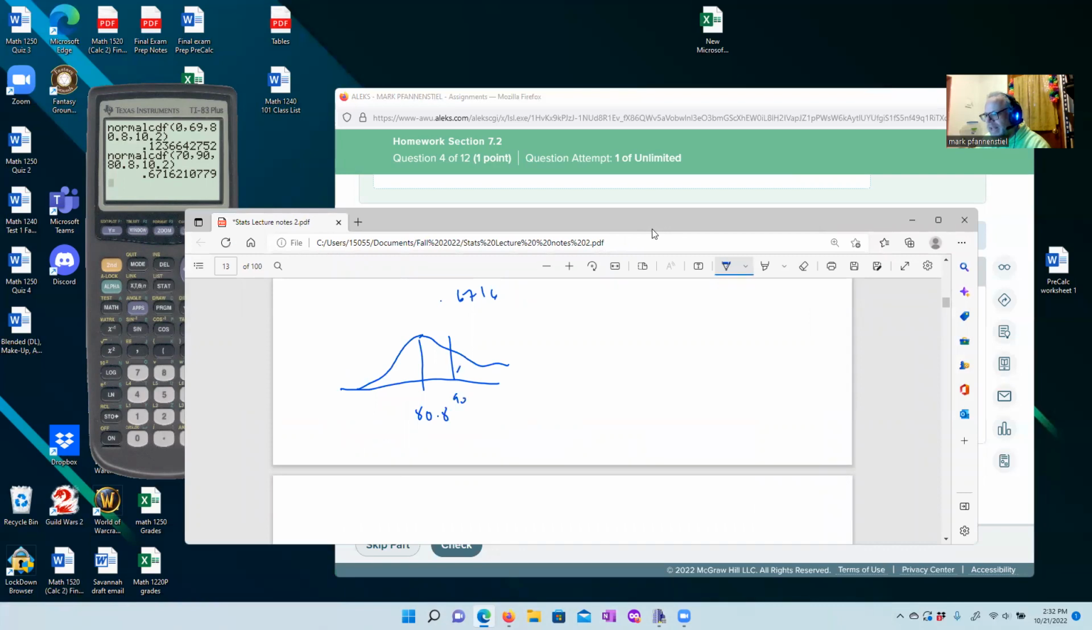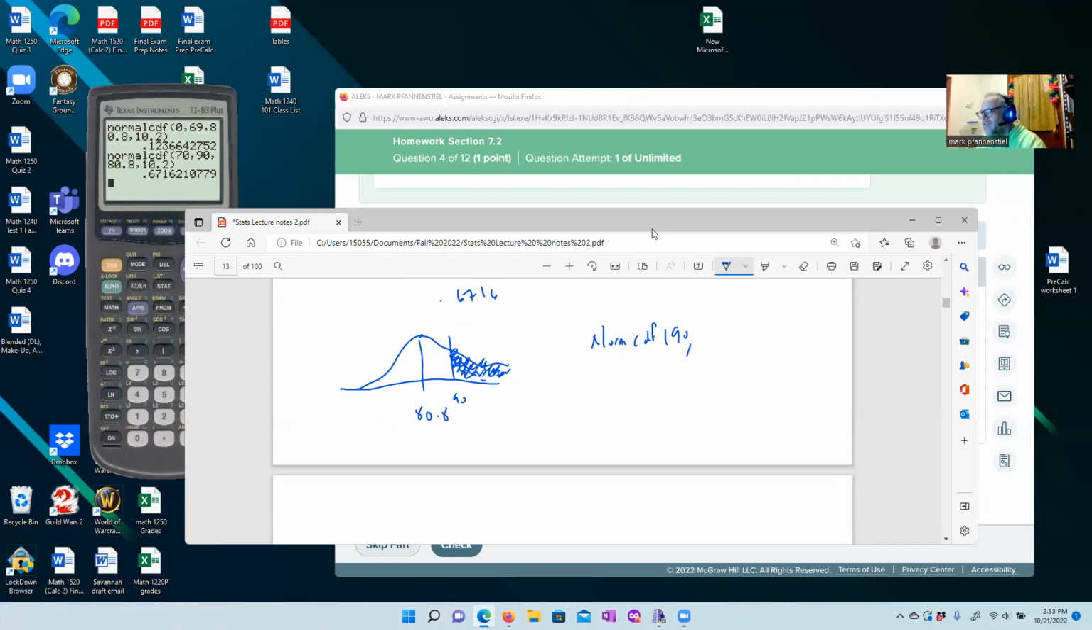Okay, here's 90, and I want all of this area that's here. So we're going to go to normalcdf. My low value is 90. I need a high value. I need a value that is high when we are starting from 80.8 and we're taking steps of 10.2.